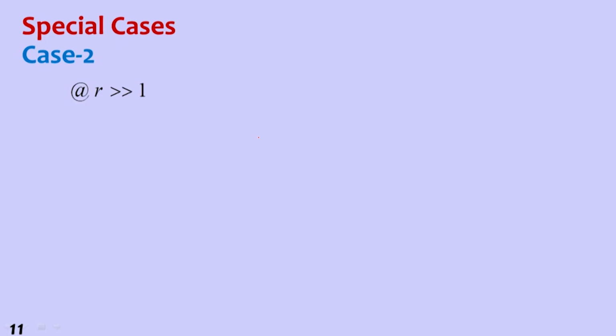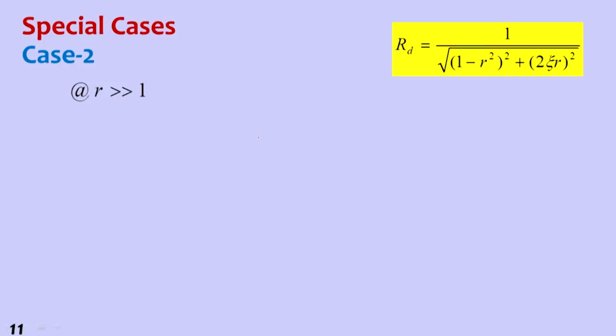And the second special case is when force is rapidly varying, which means high frequency forces are acting on the system. When we look at the Rd response curve, 1 by the square root of 1 minus R square whole square plus 2 zeta R whole square, R value is much larger. If R value is much larger, the second term loses significance. So under root and square, that becomes only 1 by R square. So this is approximately equal to 1 by R square.